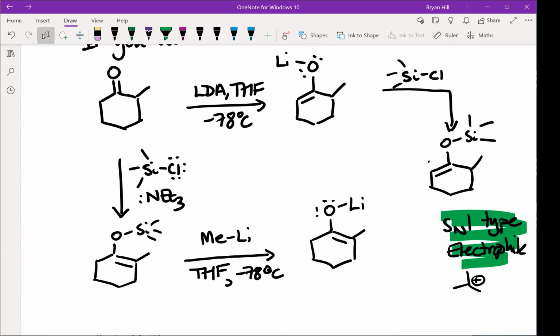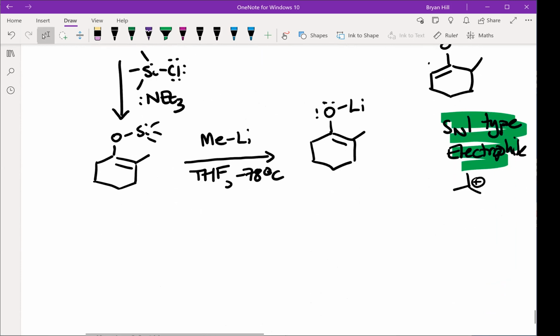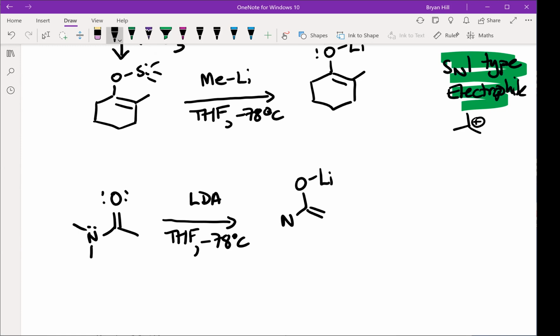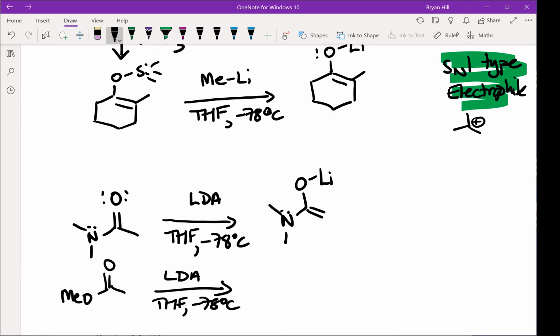So with ketones, it's really interesting that you've got two sides that could react depending on how you want to do it. With the esters and the amides, there's only one side because there's only one type of proton here. So with the amides, you have to make sure that there's no hydrogens on the nitrogen, but LDA at minus 78, then you are going to generate your enolate. And there's only one side. Same thing with the esters. You will generate the ester version of the enolate as well.